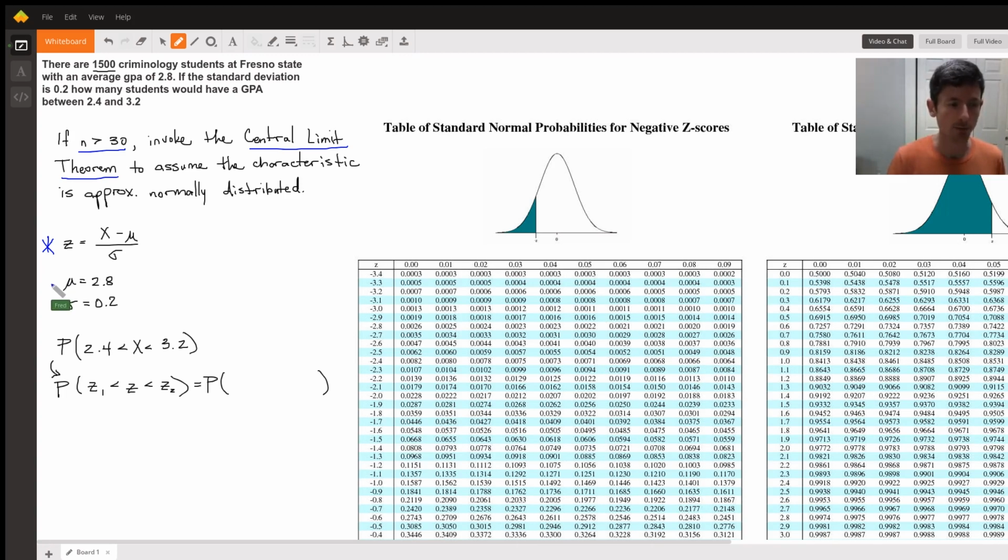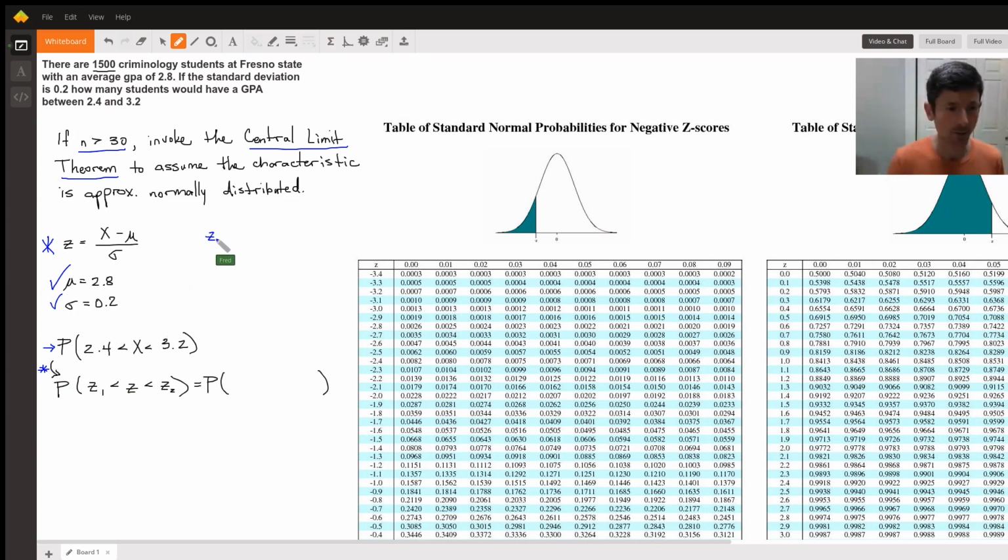We were told in the problem description that the mean is 2.8 and the standard deviation is 0.2. Our objective is to determine the number of students between 2.4 and 3.2 on their GPA. And so we first need to know what proportion or what probability we would have a student in that range. And then we'll multiply that by our sample of 1,500 later. So the next step here, I want to translate that probability between GPAs of 2.4 and 3.2 to z-scores.